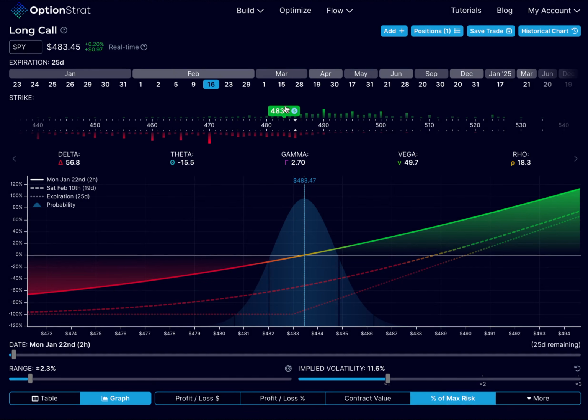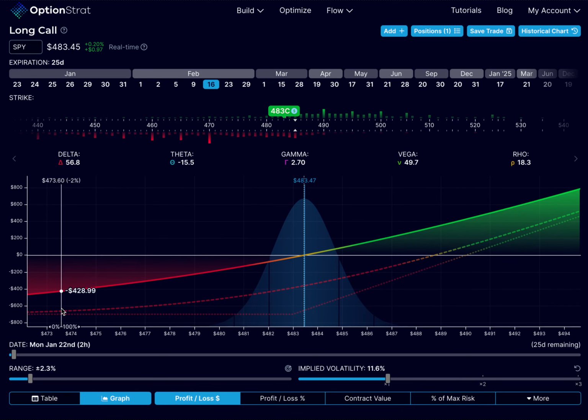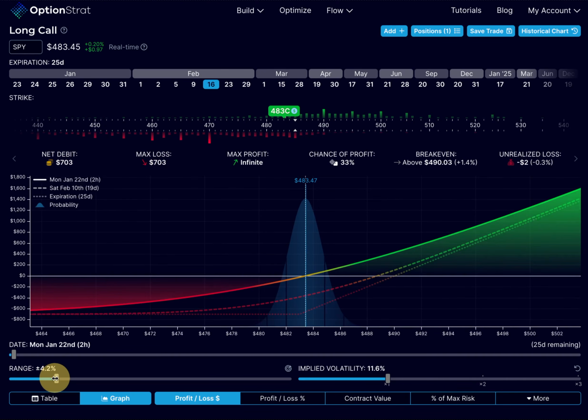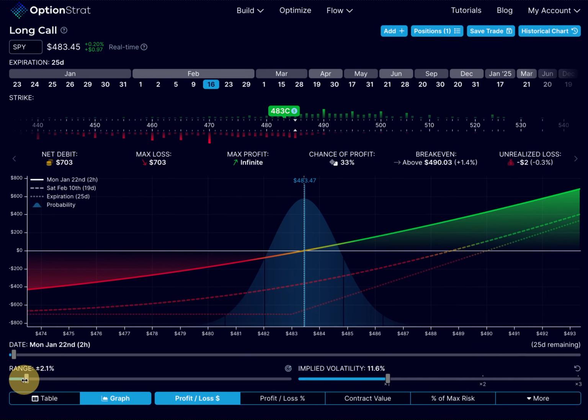So right now I have just a long call, 483, and I'm going to come back here to look at P&L in the dollar range. And I'm spending, again, as we previously saw, $703 to enter this trade. That is my max risk. So what if I consider that to be a little bit more max risk than what I might want to take on in a trade? What could I do about that?